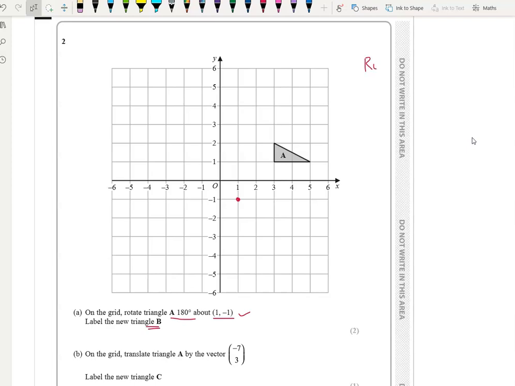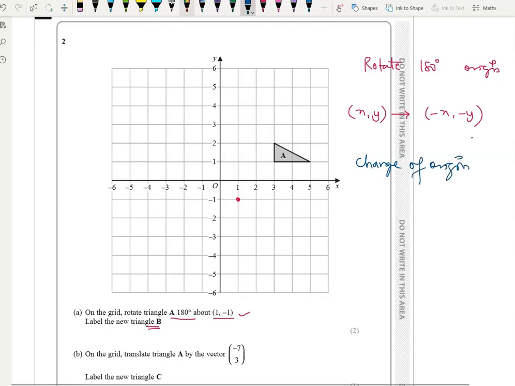Whenever you rotate 180 degrees about the origin, if the coordinates of the point before rotation, the pre-image, were (x, y), after rotation it will become (-x, -y). Now our center is (1, -1). So what we can do is a change of origin. We'll draw a coordinate axis with this point as the center. So we do a change of origin.